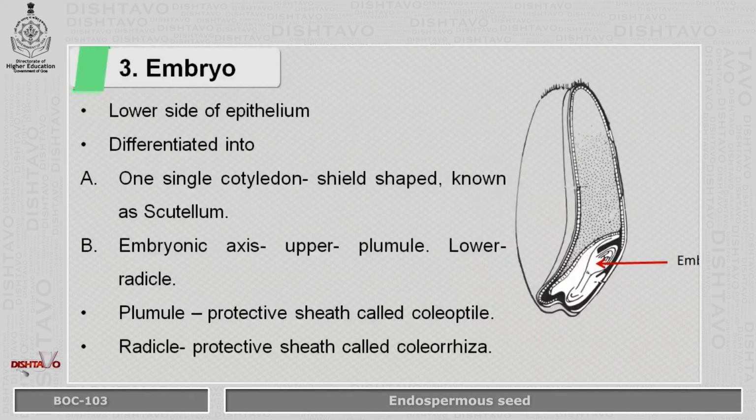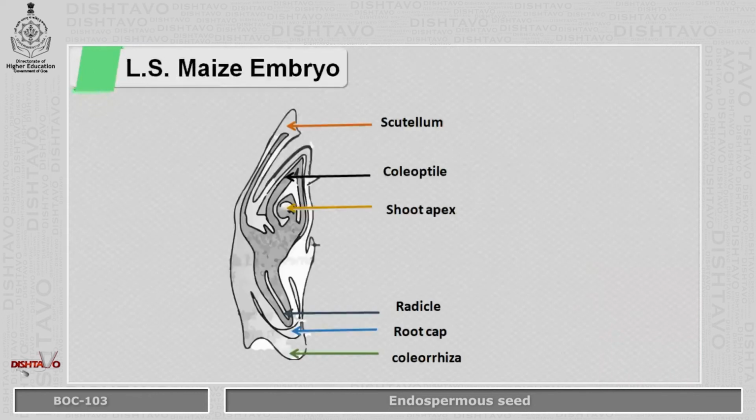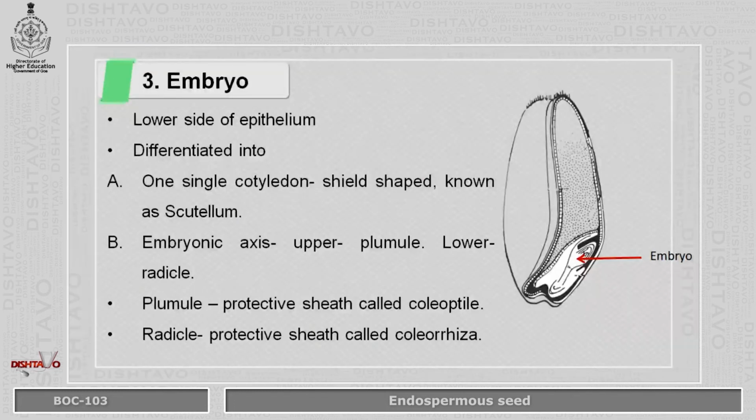The third region is the embryo region. It lies at the lower side of the epithelium. It is differentiated into one single cotyledon, which is protected by a shield-shaped scutellum. You can see from this picture, this is a shield-shaped scutellum. The embryonic axis is divided into the upper region, which is the plumule, and the lower region, which is the radicle.